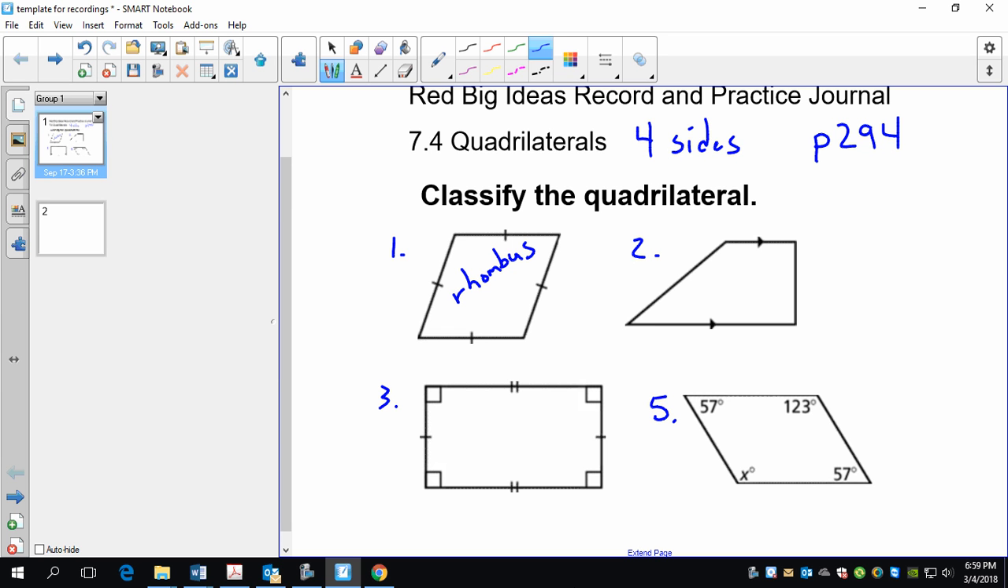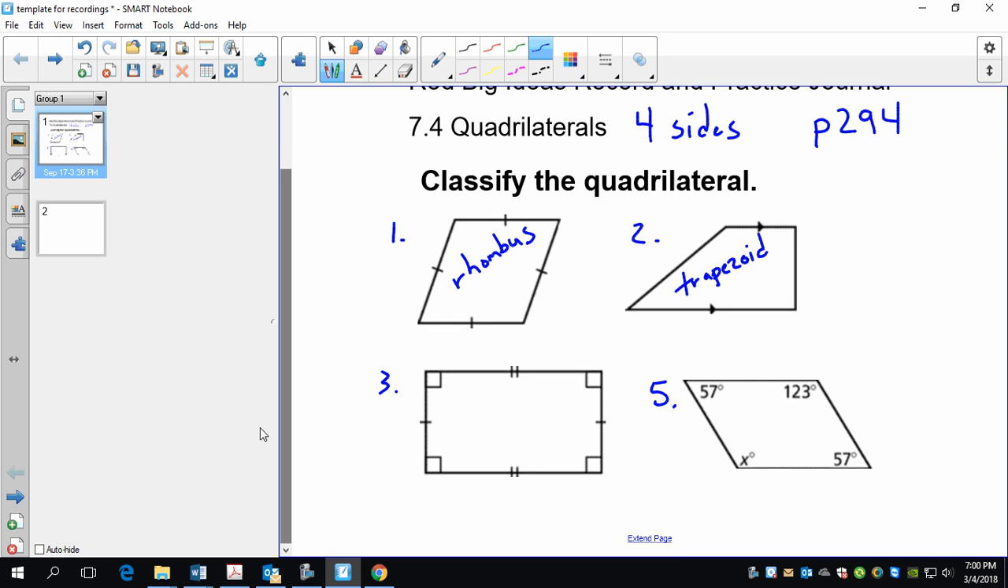Number two, that is our trapezoid. And with our trapezoid, it's a quadrilateral with exactly one pair of parallel sides. These two little arrows mean that those sides are parallel. So that is a trapezoid.